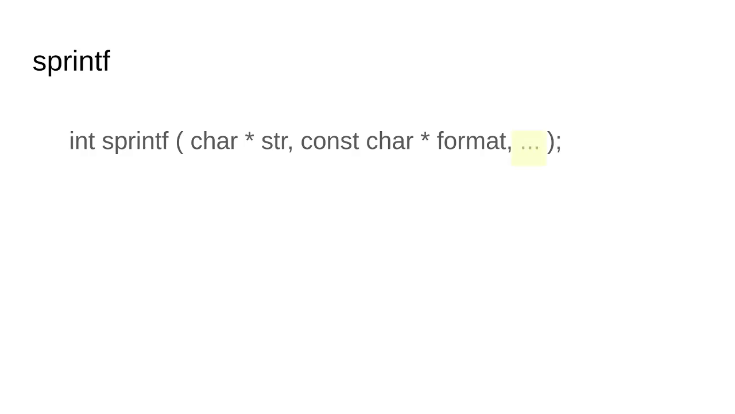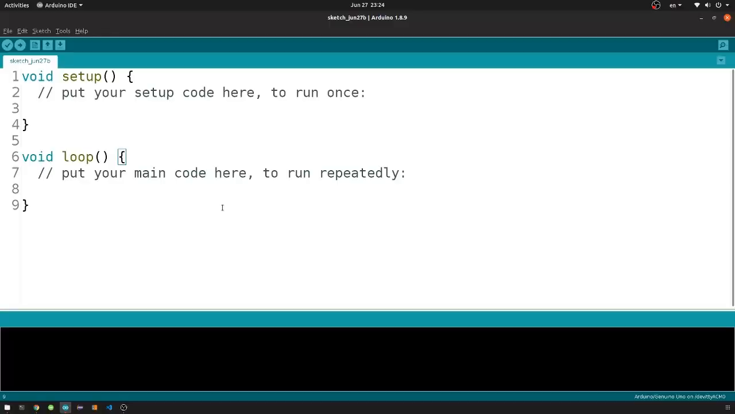Finally, we see three dots indicating multiple arguments, which stand for the actual values that will be used to replace the placeholders in the format string. Sprintf returns the total number of characters written on success and a negative value on failure. Let's make it clear by getting our hands dirty.